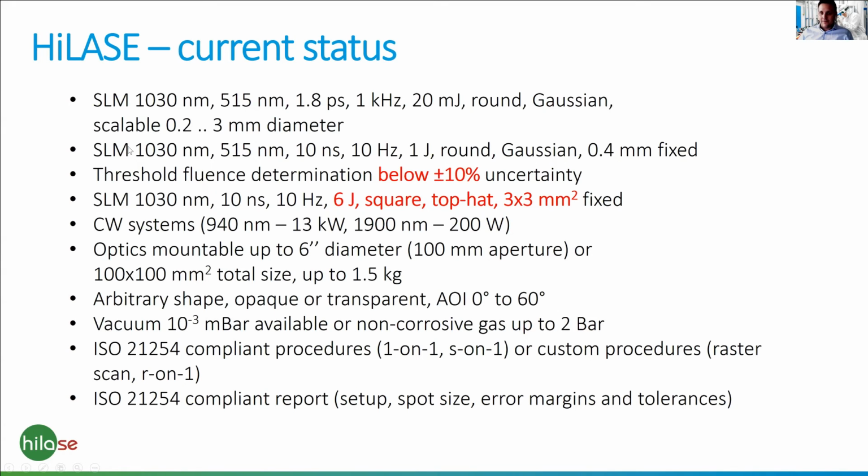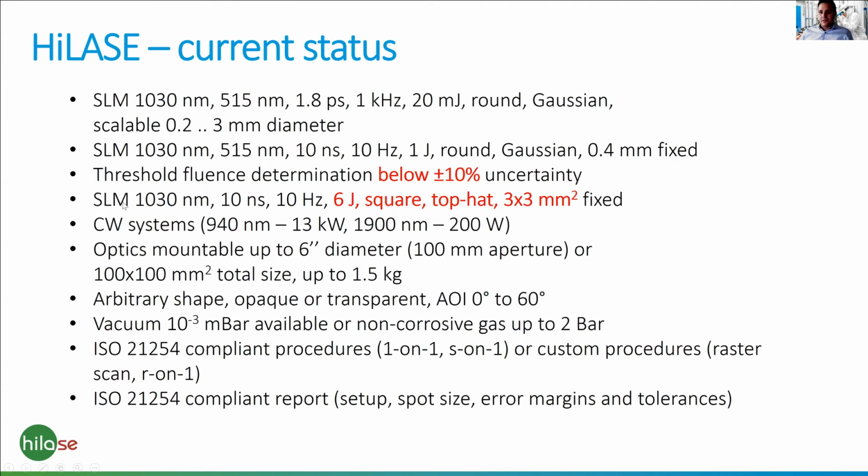We also have a nanosecond system at 1030 or 550 nanometers at 10 hertz, which can go up to 1 joule. Again, a round Gaussian beam, 400 micrometers is fixed. For these kinds of sources, we can determine damage threshold with better than 10% uncertainty. So very precise measurement, very fine results, very good and accurate damage threshold.